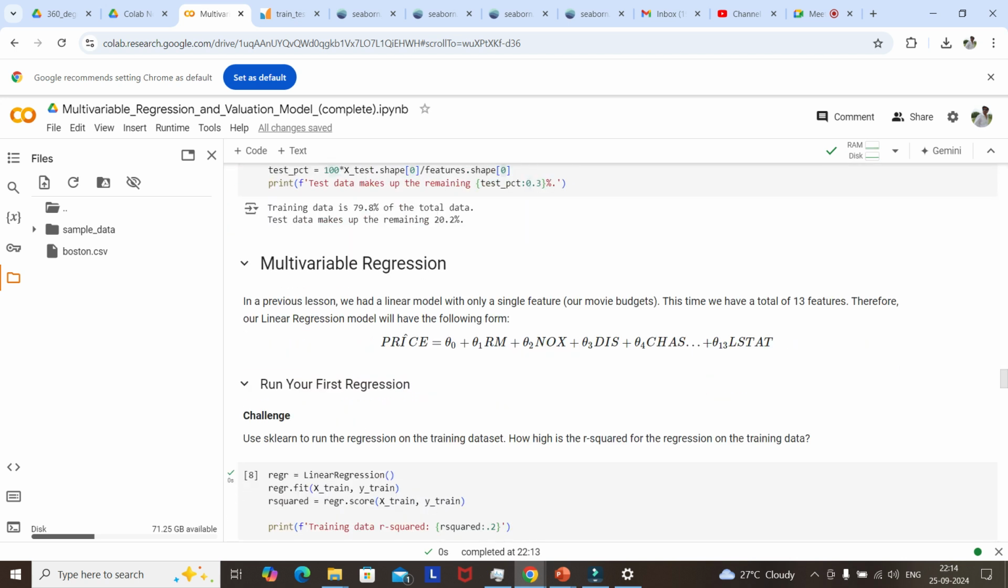Now for multivariable regression, we will be doing our first regression. We will be building the machine learning model using linear regression. Last time we used only a single feature for predicting the movie budget, but here we have 13 features. These are all the coefficients.